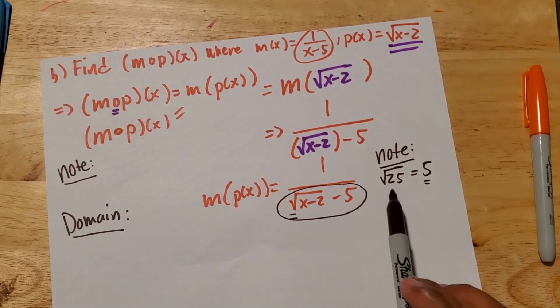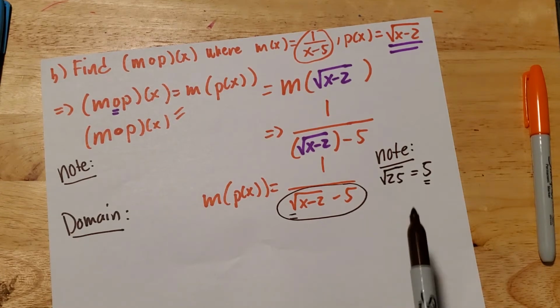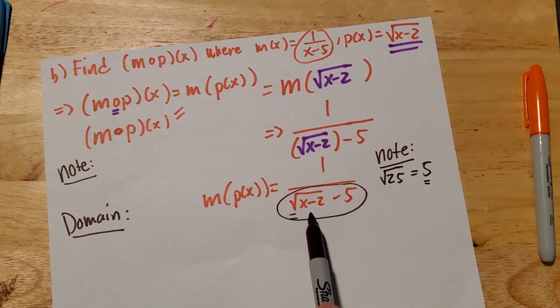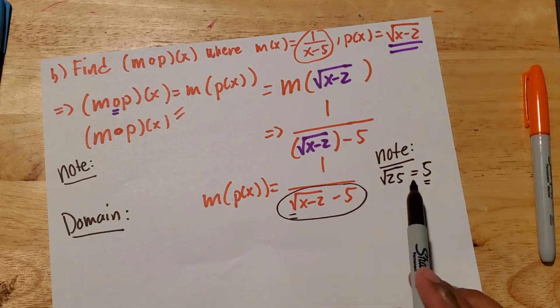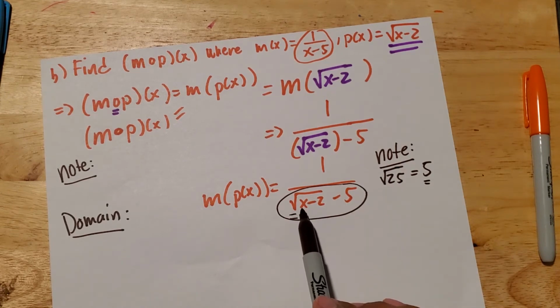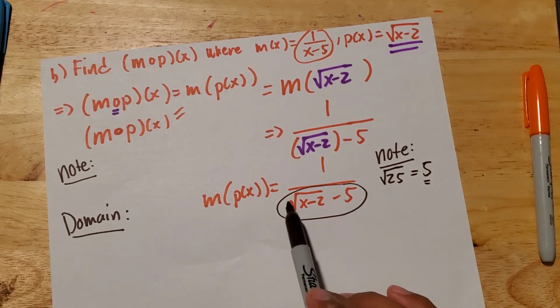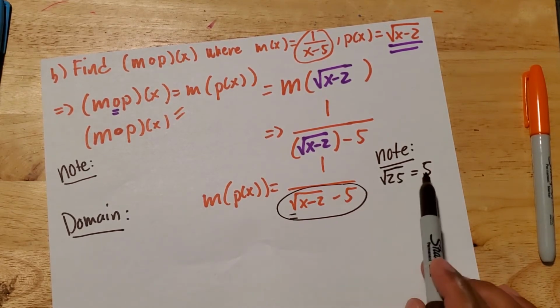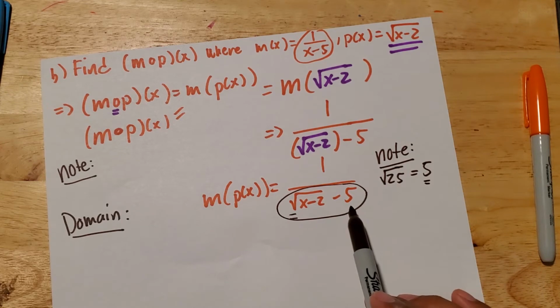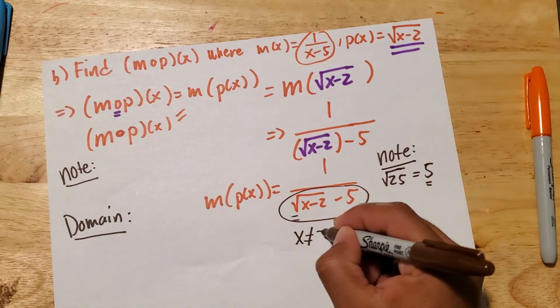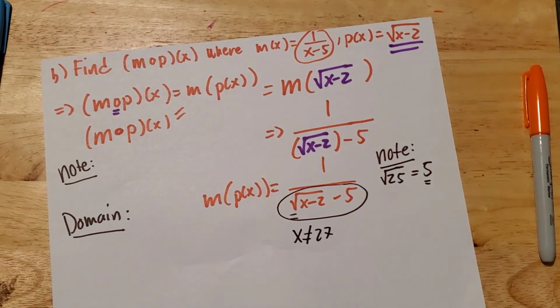So that gets me thinking, well, if I have the square root of 25, I don't want that to happen. And then when I look at this square root, now I have something to reference. What value of x, when I subtract it with 2, is going to give me a 25? Because when I take the square root of that, it's going to end up giving me a 5, which I don't want. And I know that 27 minus 2 will give me 25.